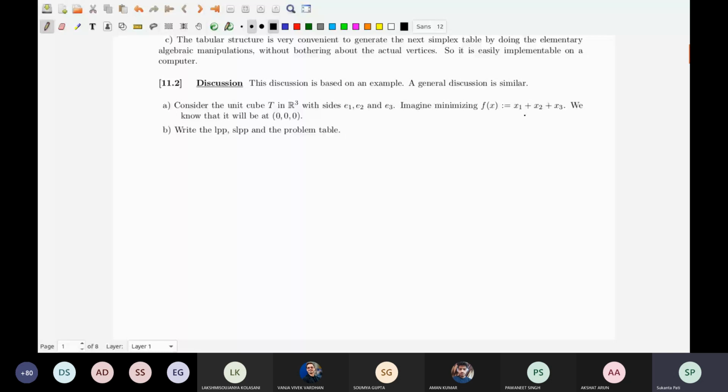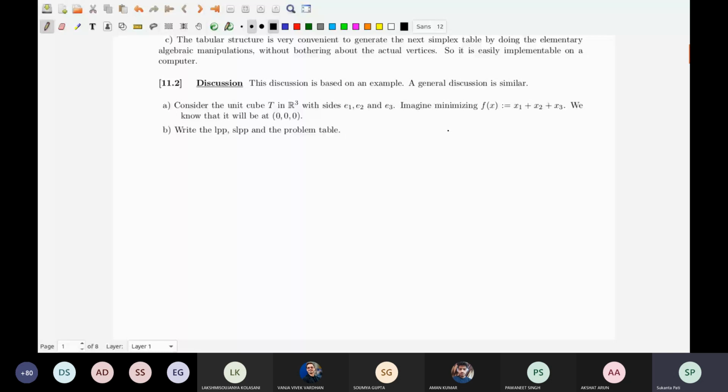But suppose I write it as Ax equal to b, input A to the computer, b to the computer, and c to the computer, where c is 1, 1, 1 here, and say, okay, find the answer. How will the computer look? What the computer will do, we will see later. First of all, what is the LPP corresponding to this?